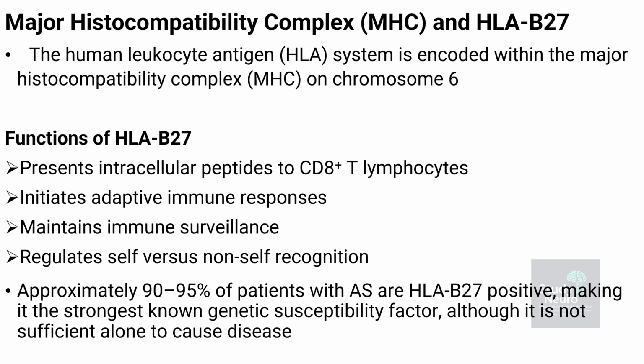Human leukocyte antigen B27 presents protein fragments from inside cells to cluster of differentiation 8-positive T lymphocytes, helping initiate adaptive immune responses while maintaining immune surveillance and distinguishing self from non-self. About 90 to 95% of patients with ankylosing spondylitis carry this gene, yet many healthy individuals also test positive, showing that human leukocyte antigen B27 increases susceptibility but does not cause the disease on its own.